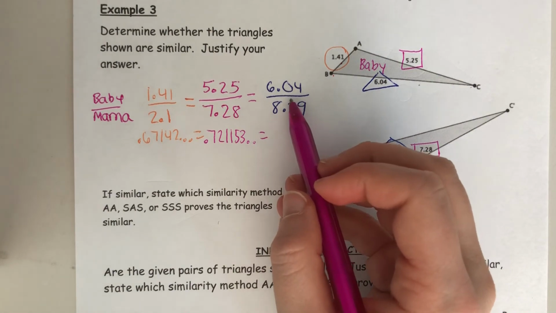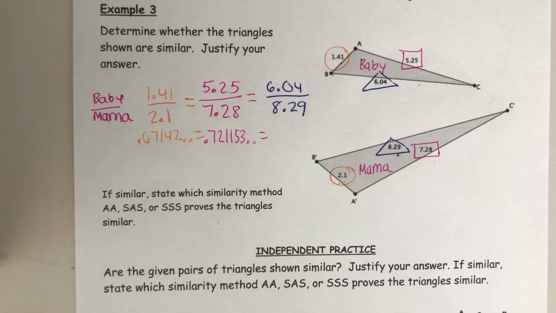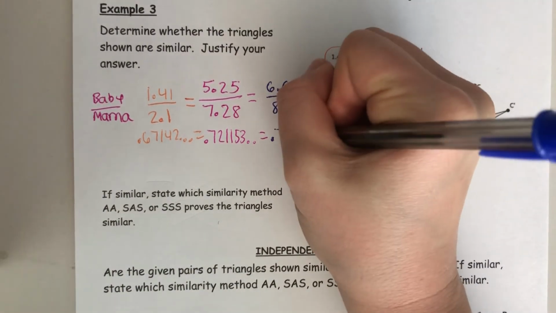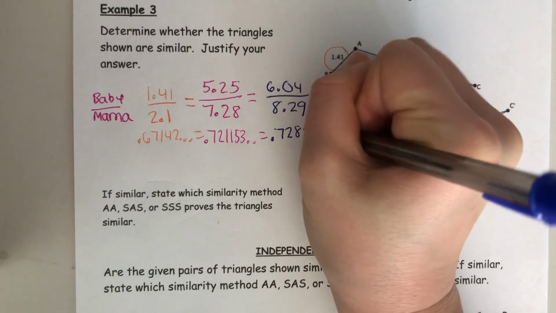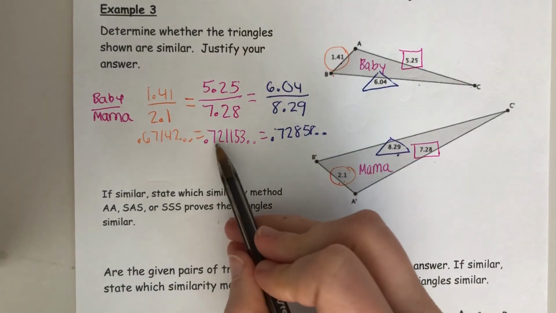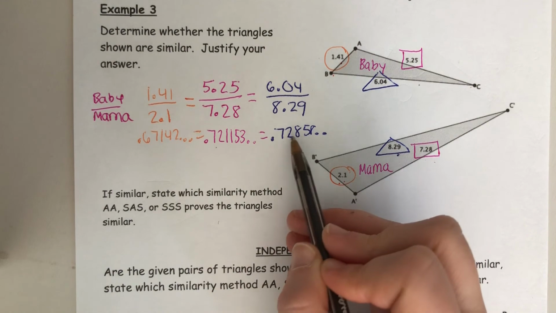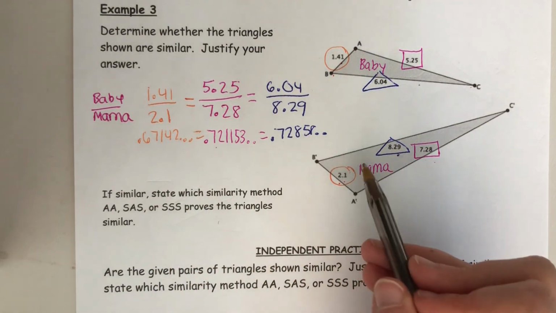So from there, we already see that the sides are not in proportion. But let's just check to see if this one works also. So we're going to do 6.04 divided by 8.29. And we get 0.72858 and so on. So we know the first digits 0.72 work, but the numbers after that change. So all these numbers are not equal to each other.